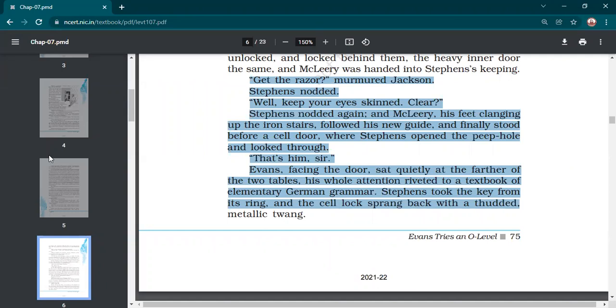That's him, sir. Evans, facing the door, sat quietly at the farther of the two tables, his whole attention riveted to a textbook of elementary German grammar. Stephens took the key from its ring, and the cell lock sprang back with a thundered metallic twang. When teacher will be entering the cell, they will be locking them inside, right? They're not going to take any risk कि वो भाग ना जाए. So invigilator and Evans will be sitting and facing each other face to face.